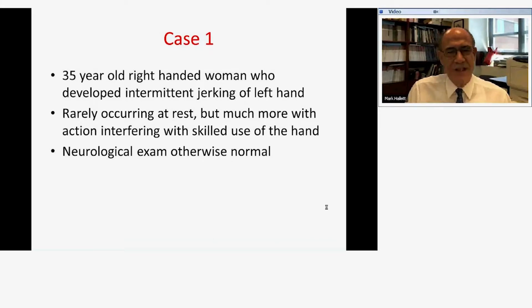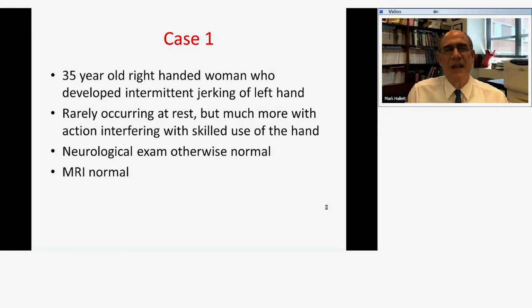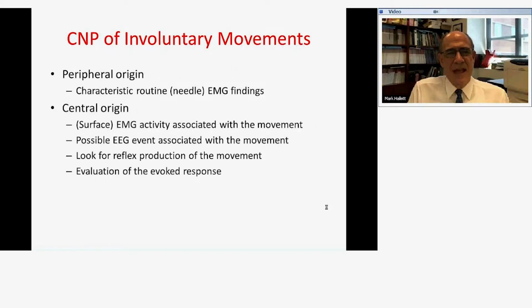On neurologic examination, she's otherwise normal, and the MRI is normal. And the question then arises is, what is the nature of these jerking movements that she has in the hand? And this is a good indication for clinical neurophysiological testing. If one has an involuntary movement, there are ways of analyzing that to get some sort of sense about what it might be.